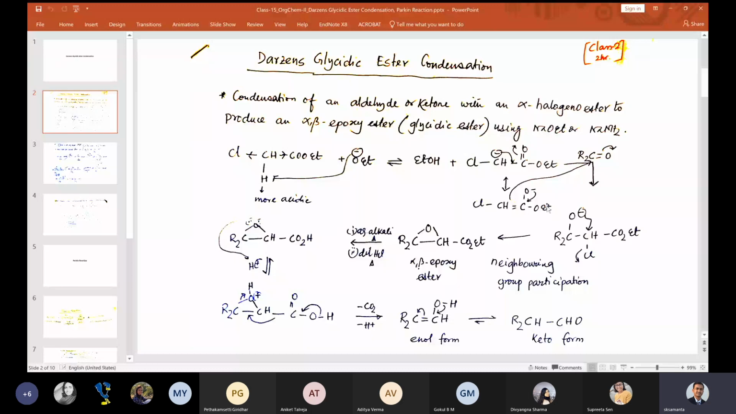So yeah, you then make the alpha beta epoxy ester. That is called the glycidic ester.